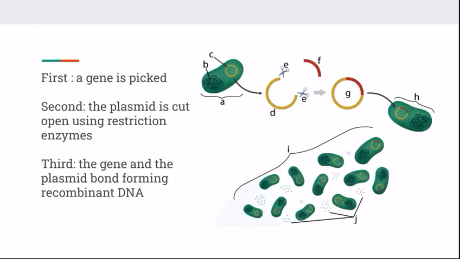First, a gene with a desirable trait is picked and is extracted by cutting the DNA using restriction enzymes. Then, the bacterial plasmid is also extracted and cut using the same restriction enzymes. The sticky ends of the plasmid and the foreign gene match and they bond, forming recombinant DNA, which is inserted again into the bacteria where the new trait will be expressed.